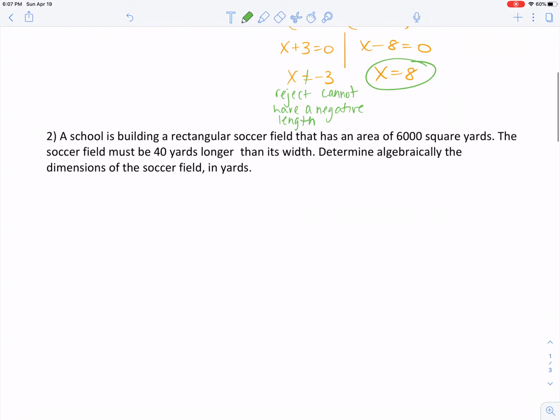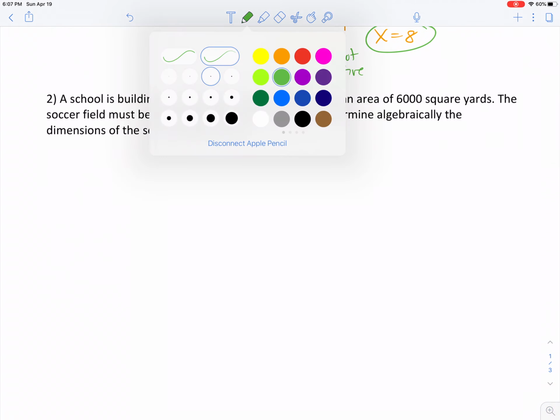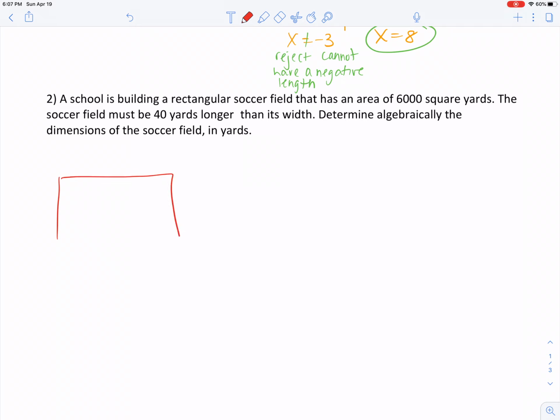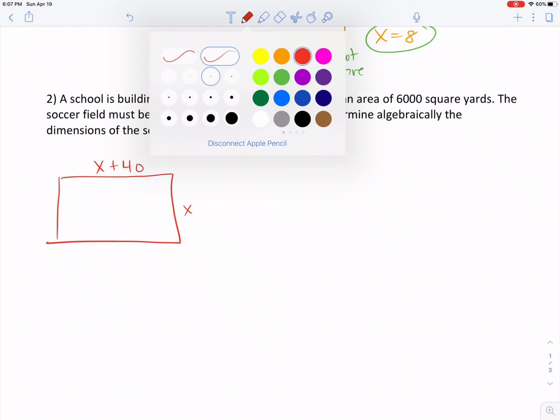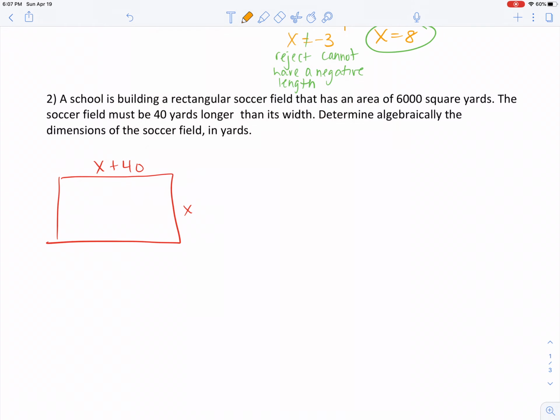Number 2 is a rectangular soccer field, so a similar setup. I'm going to draw the rectangle. It gives you the area, 6,000 square yards. The soccer field must be 40 yards longer than its width. So this time I'm going to put the x here, the width. 40 yards longer, that is x plus 40. So there's my length and my width. For my let statement, I'm using the diagram. Then I'm going to multiply length times width. So I'm going to put the single term in front, the binomial in parentheses, equals 6,000.